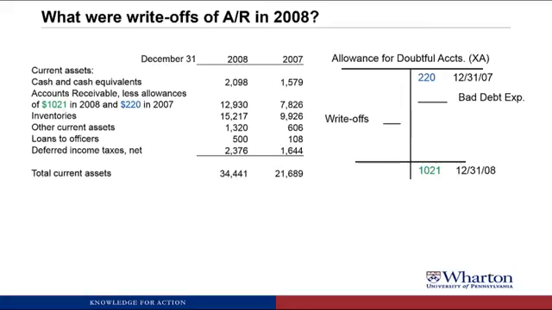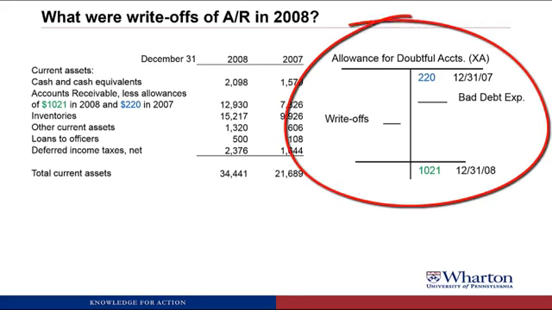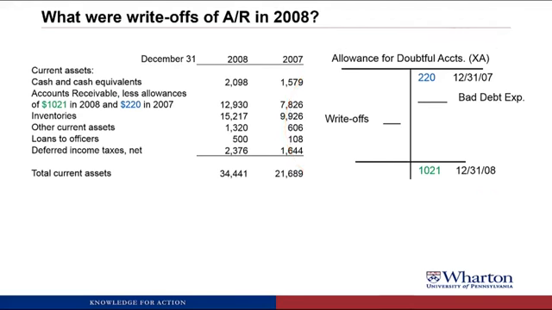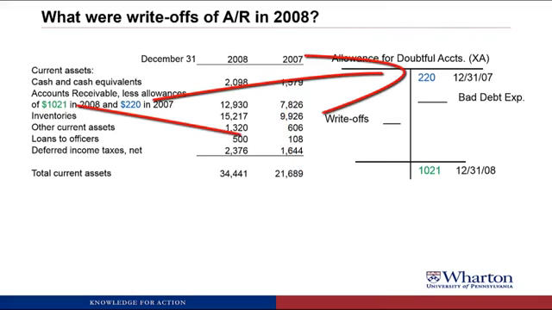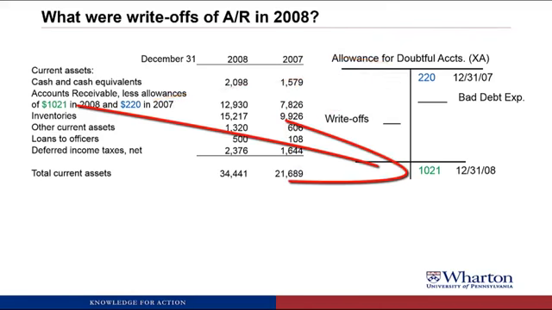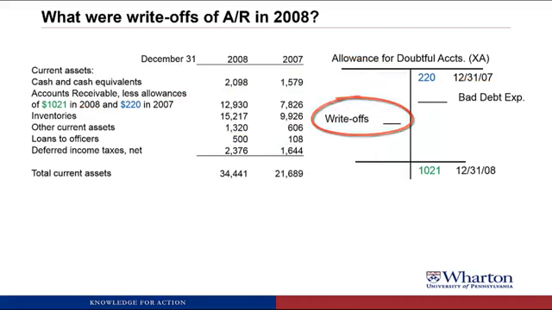So the first question we're going to answer is, what were write-offs of accounts receivable during 2008? Over here on the right, I have the allowance for doubtful accounts T account, and we're going to start filling in what we know. So we can fill in the beginning and ending balances, and of course it's a contra asset, so they're on the credit side. Now we need to find either bad debt expense or write-offs. Once we find one, then we can solve for the other.